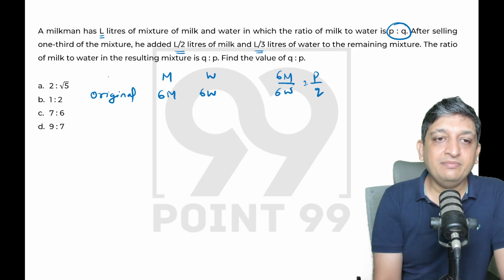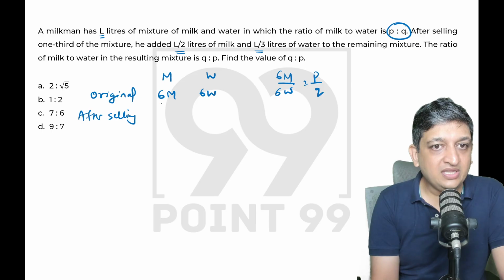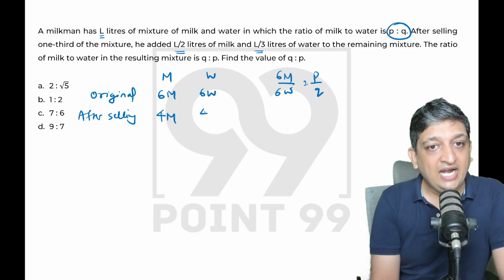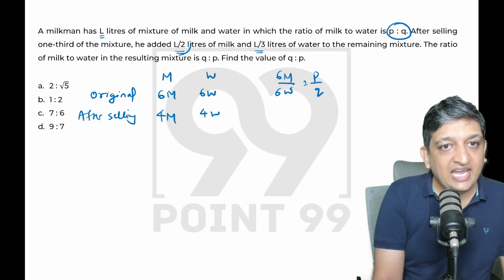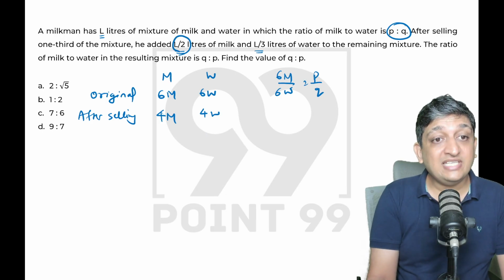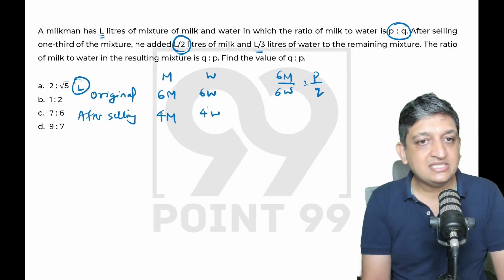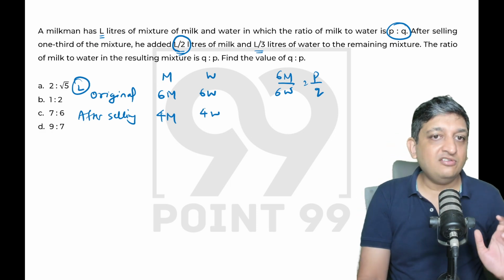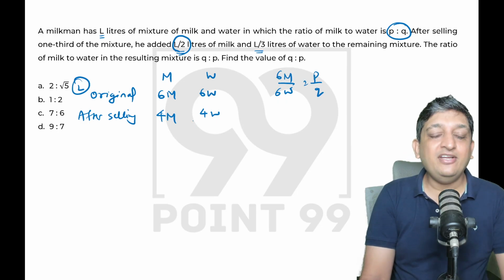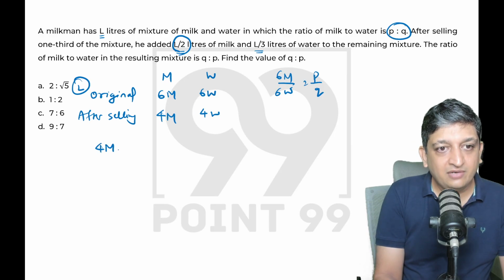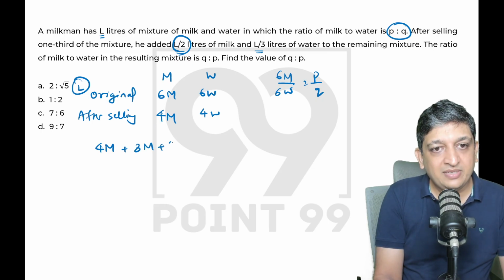After selling 1/3 of the mixture, so after selling, how much is going to remain? Now 1/3 of the mixture has been sold, so 1/3 of milk has been sold, so 4m remains, and 1/3 of the water also has been sold, so 4w remains. Now he has added L by 2 liters of milk. L by 2. What was L? Original was L. So original was 6m plus 6w is what we had, right? So L liters of mixture of milk and water. So if L by 2 liters of milk has been added, then what is the quantity of milk now? The quantity of milk here will be 4m, which already existed, plus L by 2. So the amount of milk will be 4m plus 3m plus 3w.